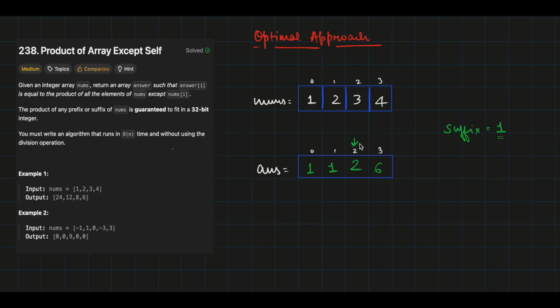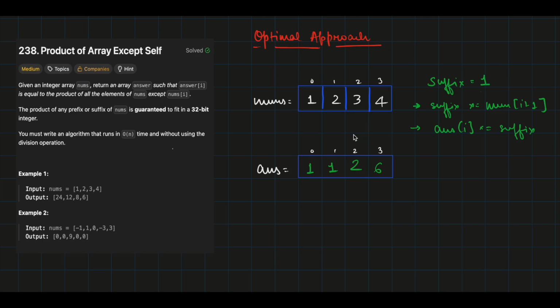And to calculate the suffix, we'll be having two steps. Step 1 will be that suffix will be multiplied by the nums of I plus 1. We'll see how that goes. And the second step will be that answer of I will be multiplied by the suffix value. So let's take an example.